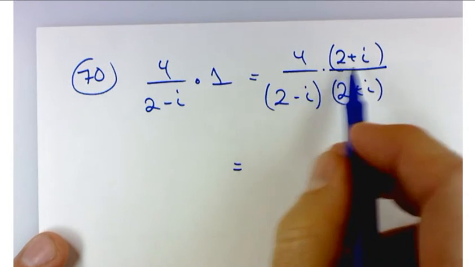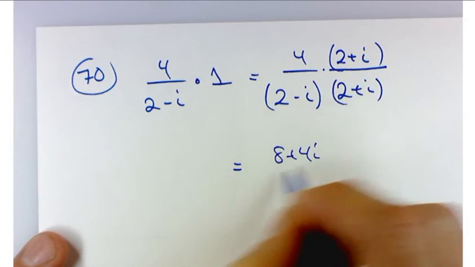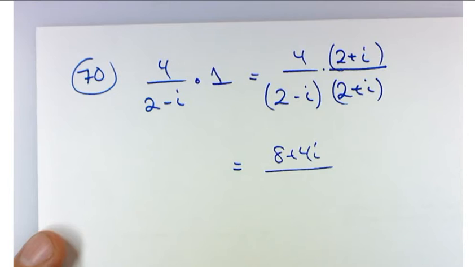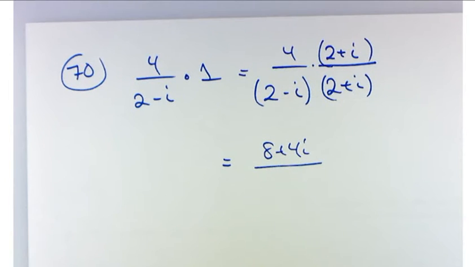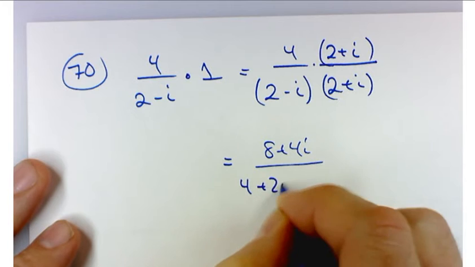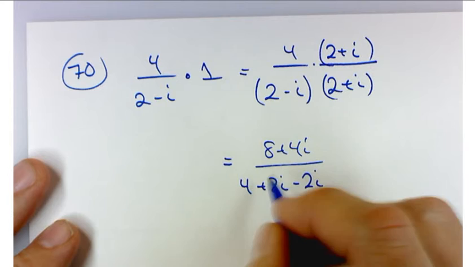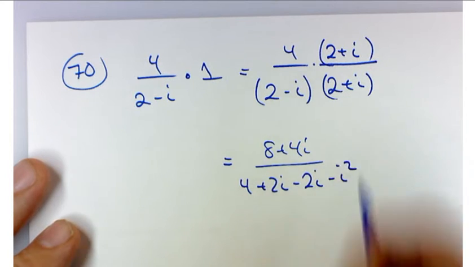Now in the numerator, I'll just distribute that. I'll get 8 plus 4i. In the denominator, you get some work to do with FOIL. 4 plus 2i minus 2i. Here's Mindy's favorite part, right? Because those cancel. And then minus i squared.